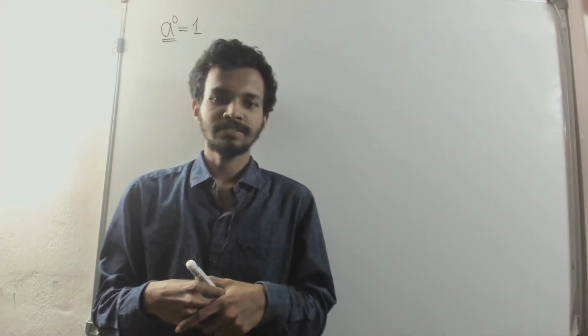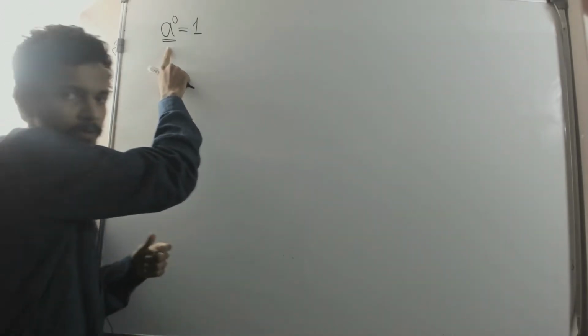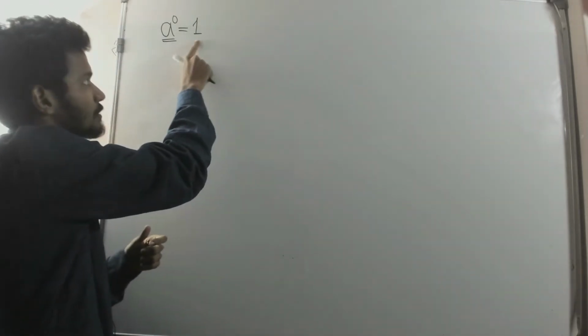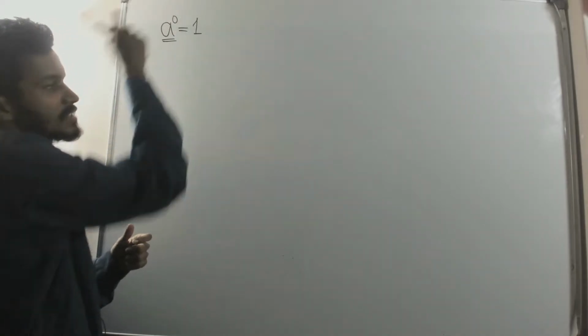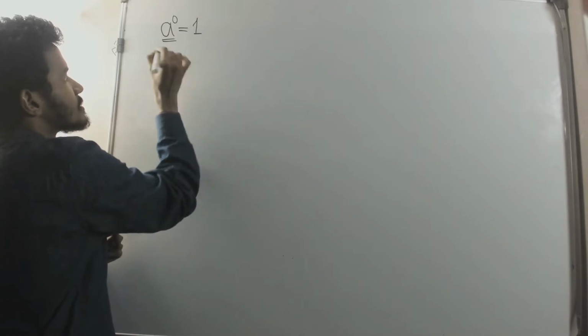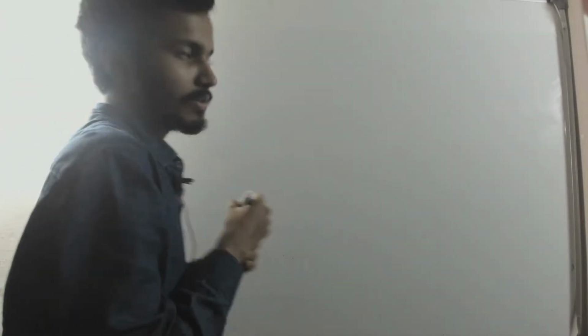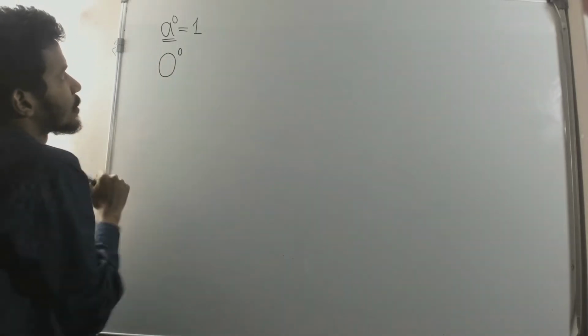Hello everyone. In the last video we discussed a to the power 0. We have seen there that a to the power 0 is equal to 1. That means anything to the power 0 is 1. But what about this term 0 to the power 0? What happens there when the a becomes 0?